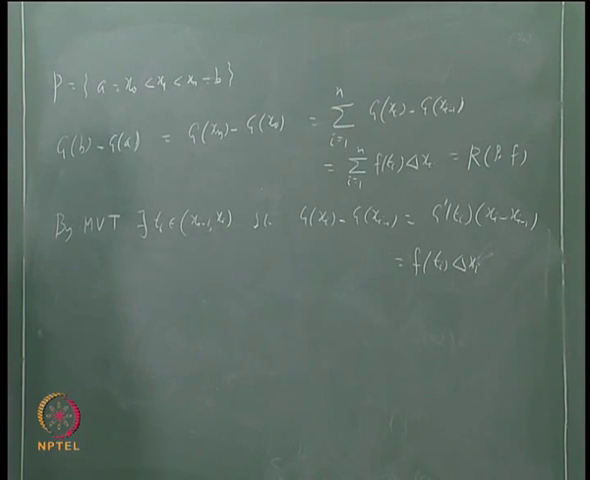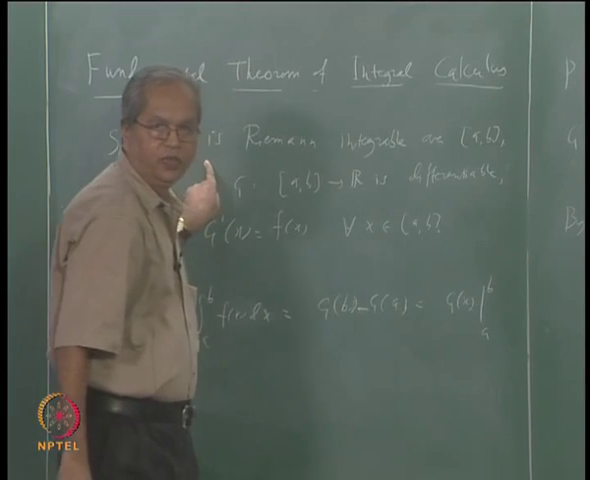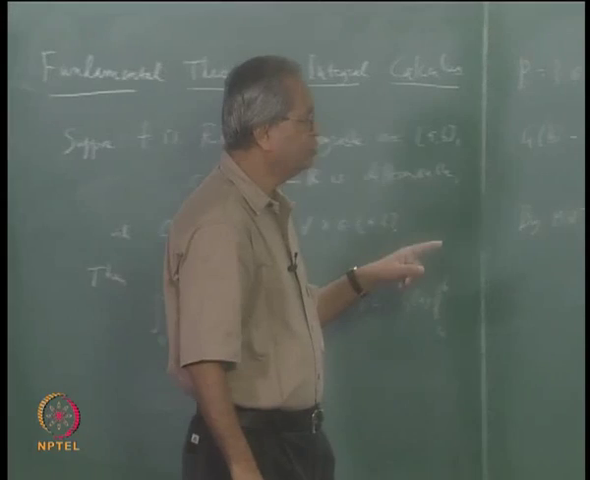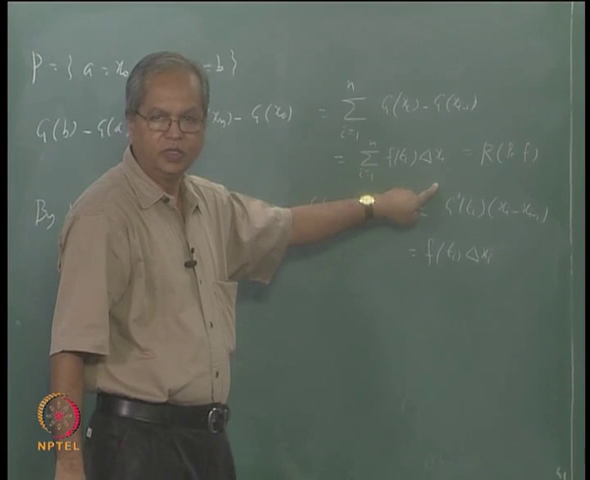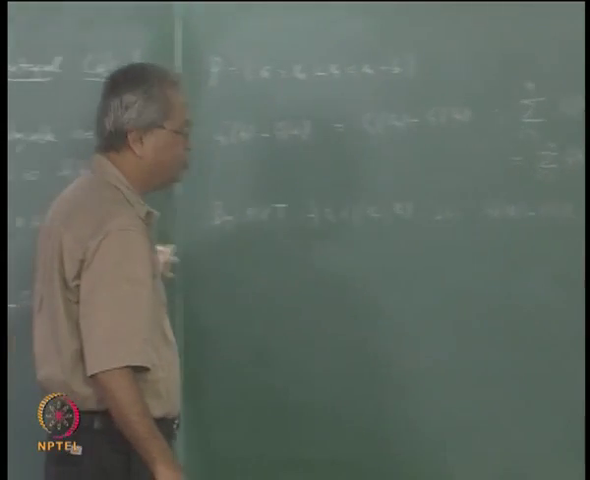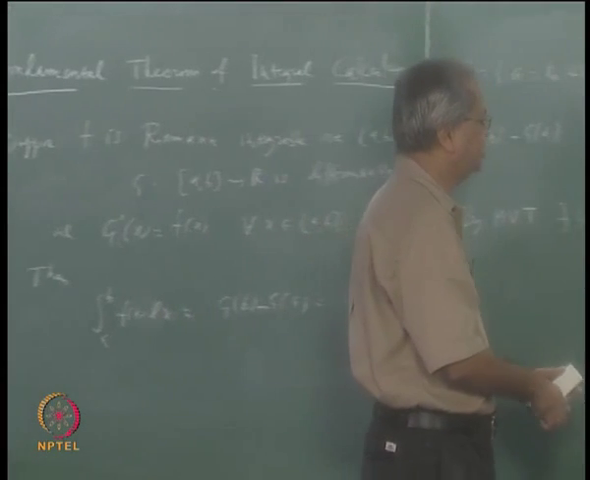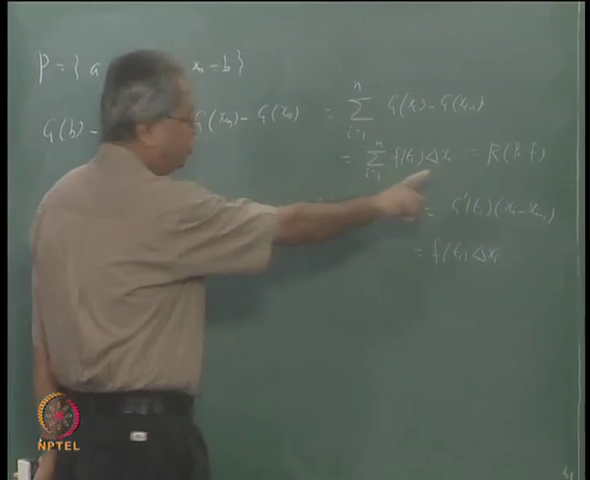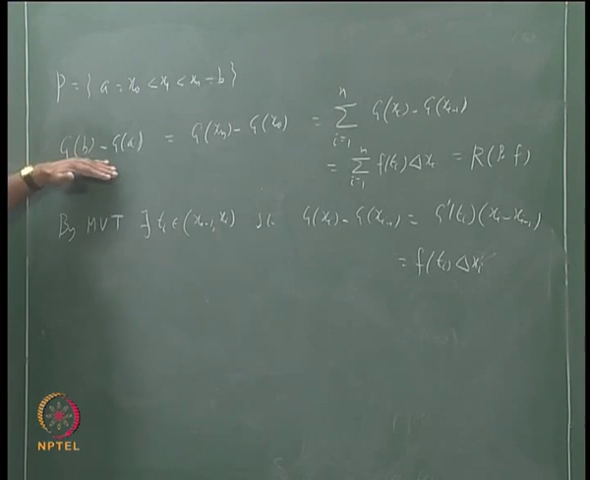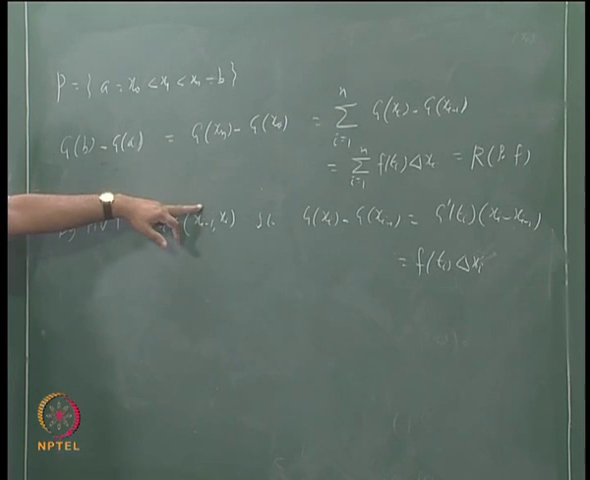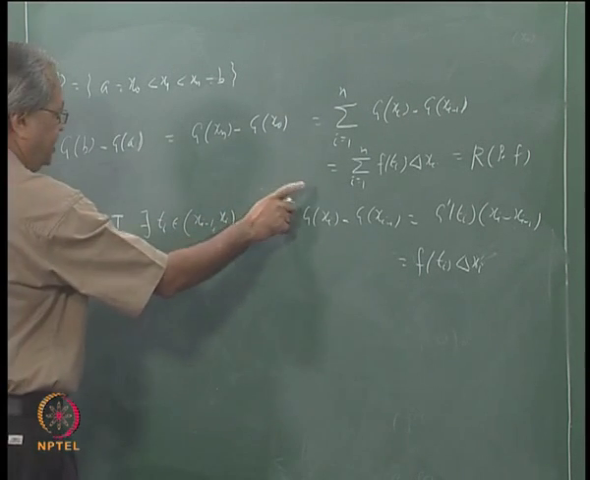But what we know is that this function f is Riemann integrable. If the function f is Riemann integrable, we have already shown that the limit of these Riemann sums as mesh of the partition goes to 0 exists, and its value is the same as integral a to b f x dx. So this tends to integral a to b f x dx as mesh of p tends to 0, whereas this left hand side is independent. Whatever the partition, this will remain the same. So in the limit these two must be equal.